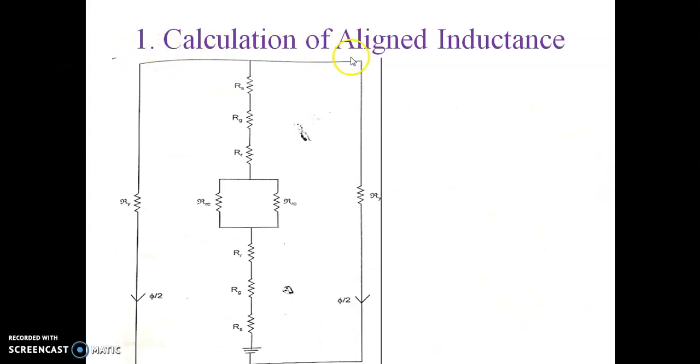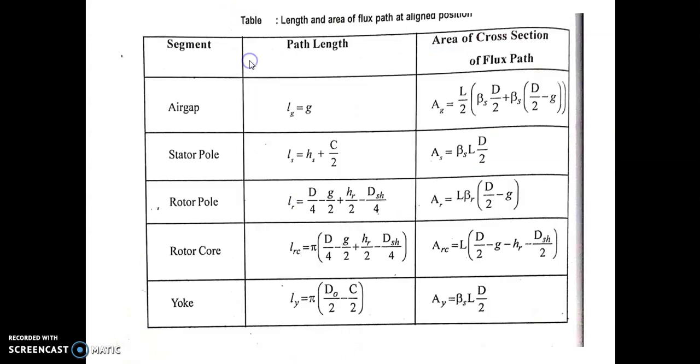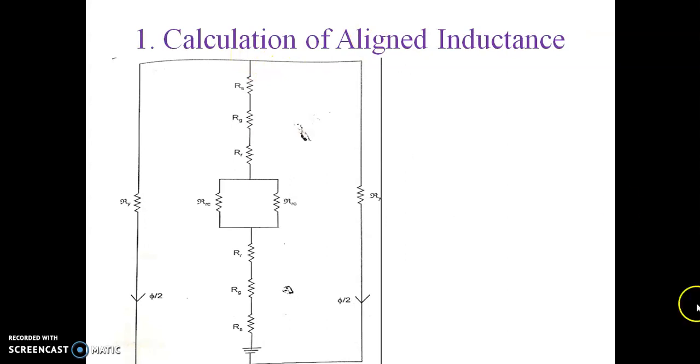Next, let us calculate the aligned value of inductance. Calculation of the aligned value of inductance requires a magnetic equivalent circuit. The magnetic equivalent circuit is drawn with the help of R_S, R_G and R_R connected in series, and the R_RC and R_Y connected in shunt. If you have a total flux phi at this point, the total flux will be splitting into both the sides by phi by 2 and phi by 2.